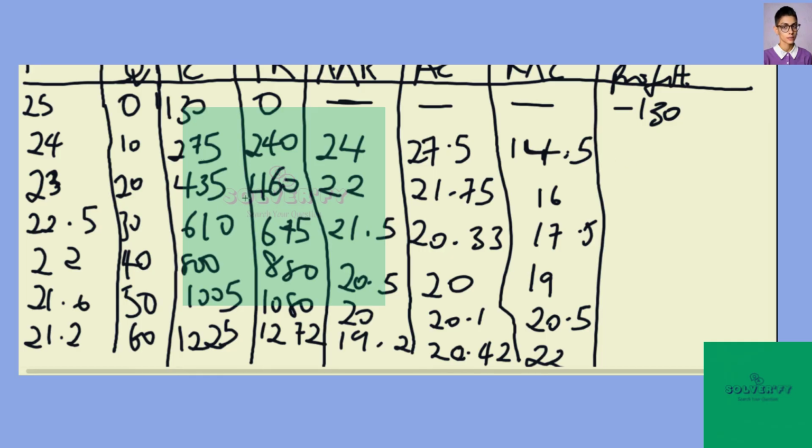So TR minus TC. For this, 0 minus 130 is minus 130. 240 minus 275 is minus 35. The next one is 25. The next one is 65. The next one is 80. The next one is 75. And the next one is 47. So that's the profit.